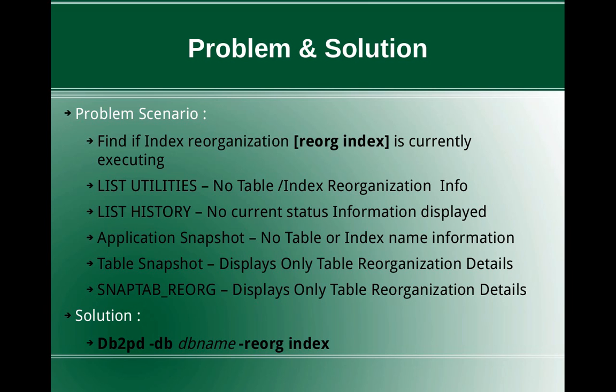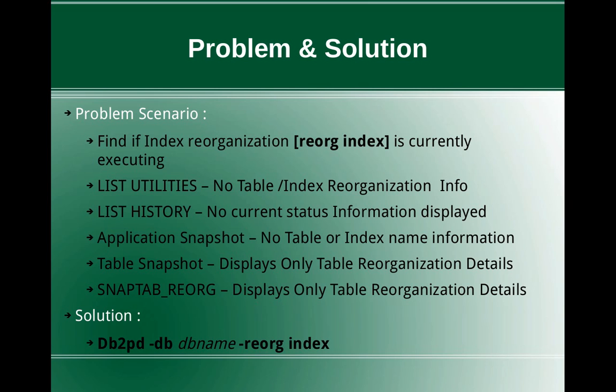Before getting into the solution, let's look at some ways we can monitor the reorganization. The first thing is the list utilities command. The list utilities command will not show any table or index reorganization information at all. Typically, list utilities shows backup, runstats, load utility like that, but it won't show the reorganization. Reorg utility will not be listed here.